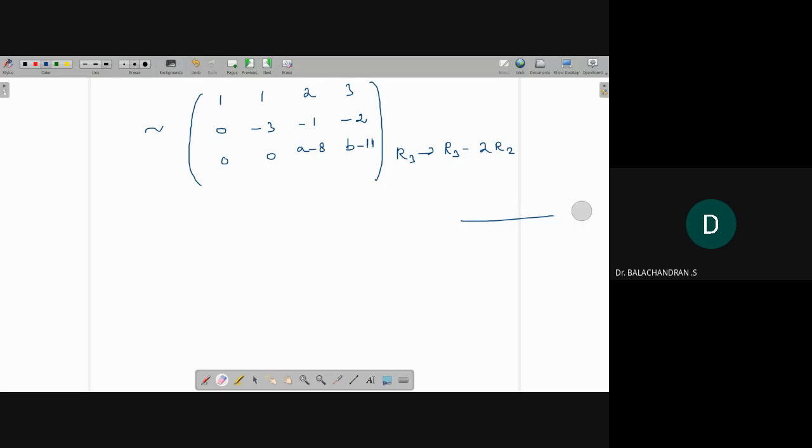So now this is enough. Now what is the first subdivision? The first subdivision is unique solution.